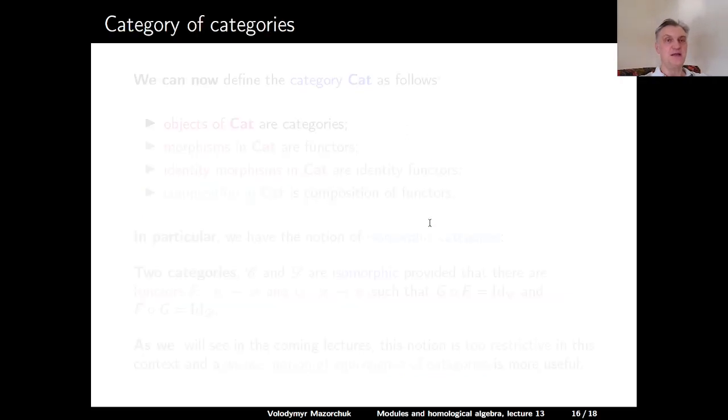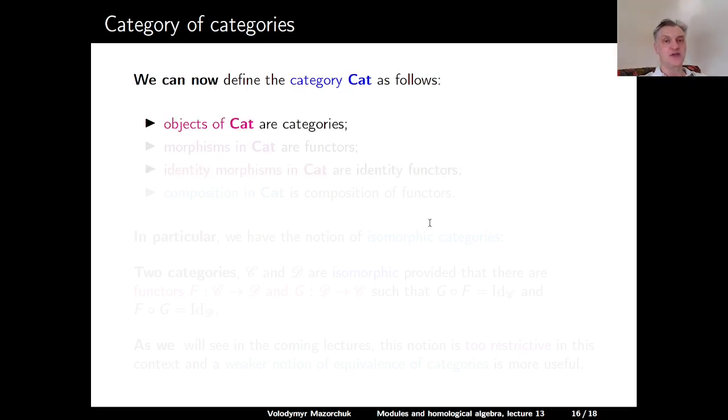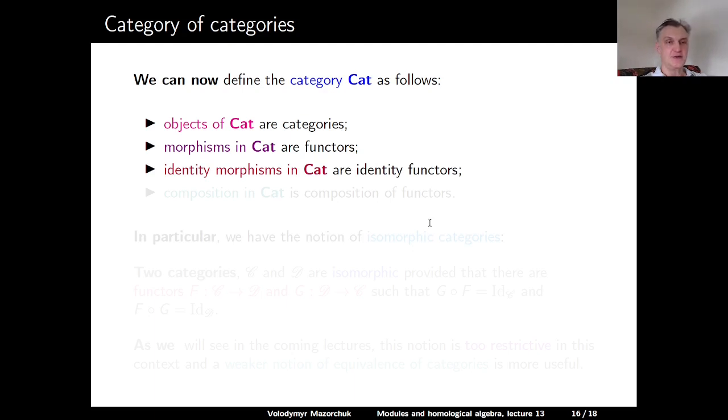So this naturally leads to the notion of the category of categories. So now we can define the category Cat as follows. The objects of Cat are categories. Morphisms in this category are functors. Identity morphisms are identity functors. And composition in this category is just composition of functors.